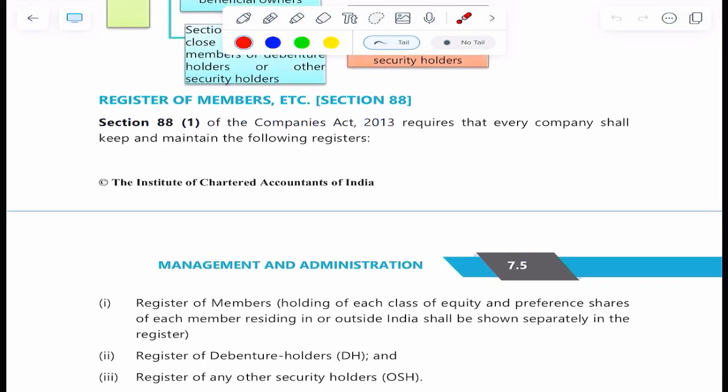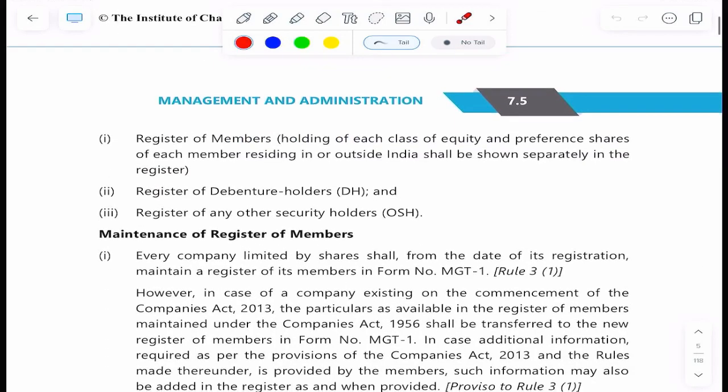Register of members, etc. Section 88(1) of the Companies Act 2013 requires that every company shall keep and maintain the following registers. Register of members: holding of each class of equity and preference shares of each member residing in or outside India shall be shown separately in the register. Register of debenture holders and register of any other security holders.